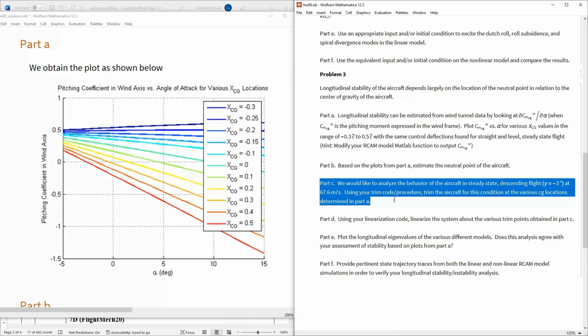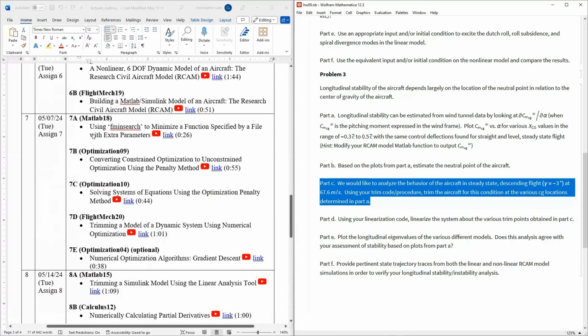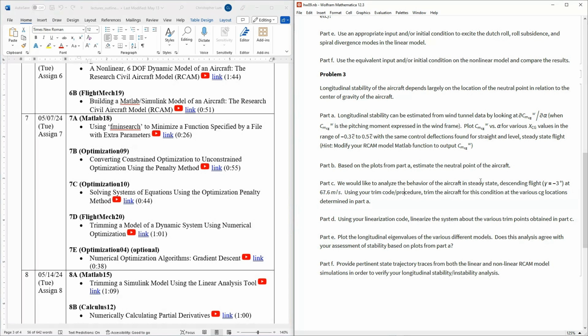So what I'd like you to do is rerun your trim code. Remember, in week 7, you wrote trim code that allows you to trim the vehicle at steady state, straight and level flight at 85 meters per second, basically at cruise. Now modify that code so the aircraft is in a descent at a glide slope of -3 degrees and slightly slower, at 67.6 meters per second. And you can run that trim code for a given CG location.